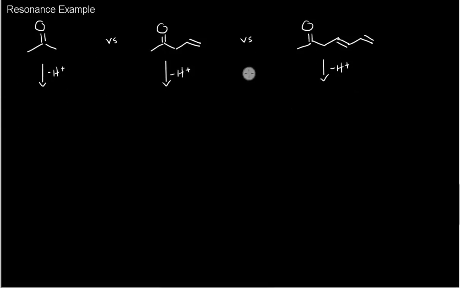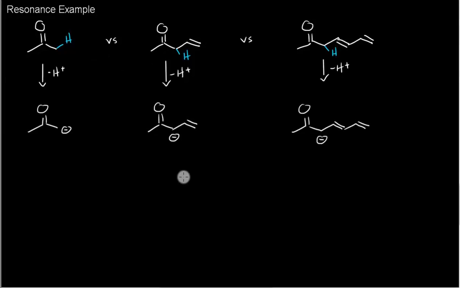Okay, so now I've lost an H plus for each one of these molecules, and now let's go ahead and redraw the molecule after we have lost a hydrogen. Specifically, the hydrogens that we're going to lose, let's just say we'll lose this blue hydrogen right here, this blue hydrogen right there, and this blue hydrogen right there. Okay, so now that we've drawn out the three conjugate bases for each one of these molecules after they've lost their blue hydrogen, we can talk about resonance.